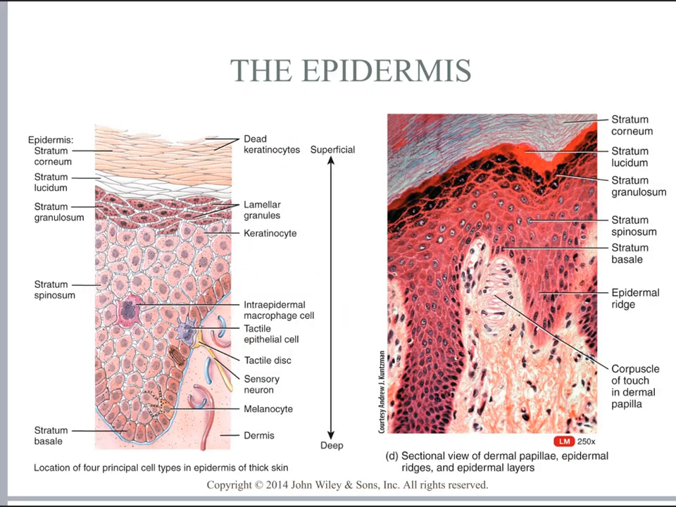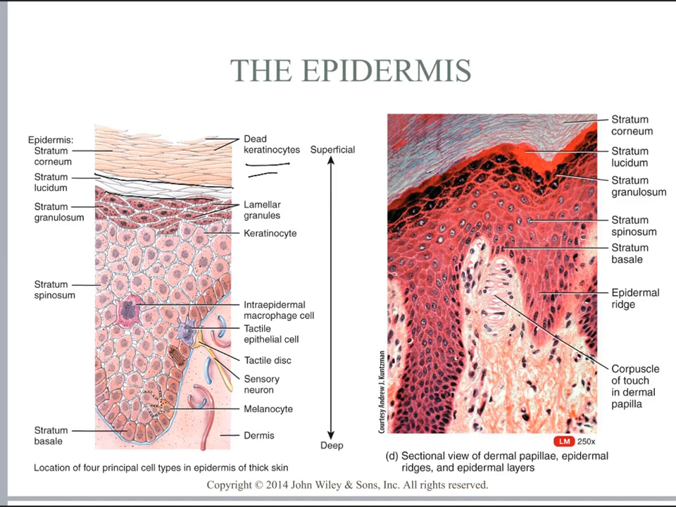Let's look at a histological view of these 5 layers. So we can look at a picture and then we'll look at an actual microscope slide. So on the left, we have our dead keratinocytes. So this is our stratum corneum. Then we get this clear layer here, and we're going to outline exactly what's in these layers in a little bit, the stratum lucidum.